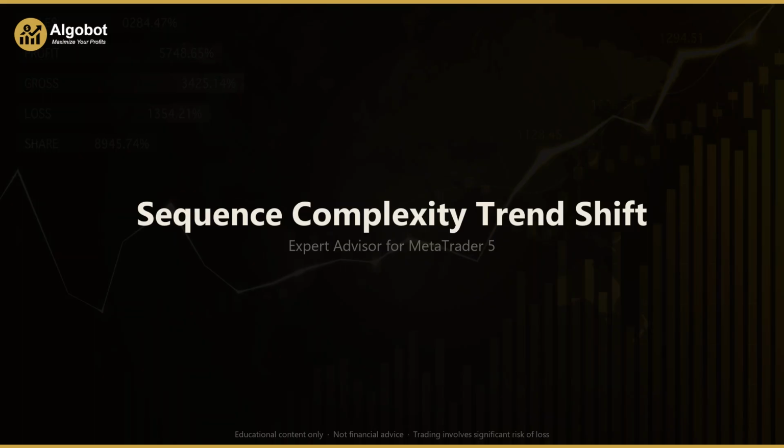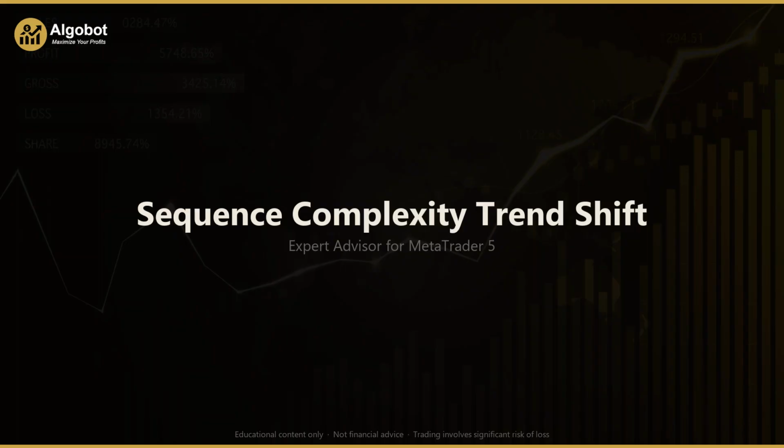I'm the AlgoBot narrator, and today we're taking a close, educational look at a strategy called Sequence Complexity Trend Shift. This expert advisor borrows an idea from information theory, called Lempel-Ziv complexity, to measure how ordered or how random the recent market pattern really is. Over the next few minutes, you'll learn what that means, how the strategy signals its entries and exits, and how the code puts it all together. Remember, this is for educational purposes only and never financial advice.